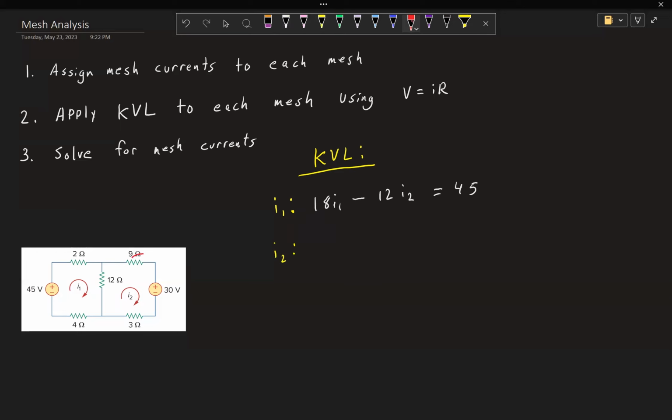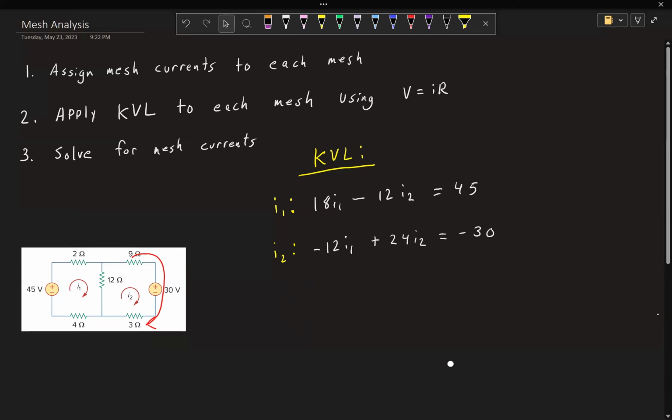So this time I'm just going to start up on top and go that way. So we're going to have first a 9I2 plus 30 this time because we're passing through the positive pole, plus 3I2 plus, again, this 12 times, in this case, we're passing through with respect to the I2 loop. So we're just going to say I2 minus I1, all still equal to 0. Then you can just simplify this equation, and this will be the equation for I2.